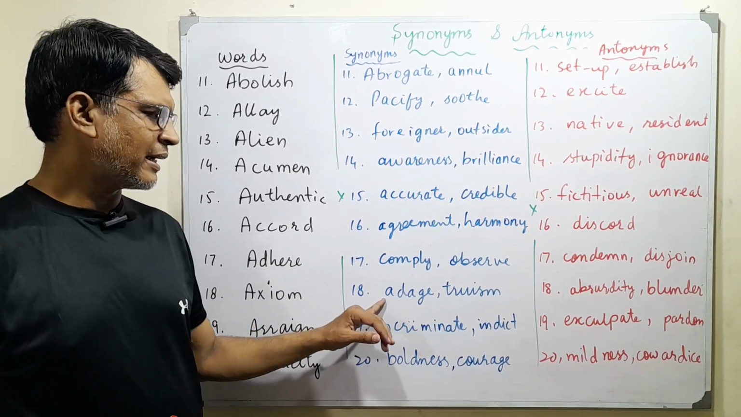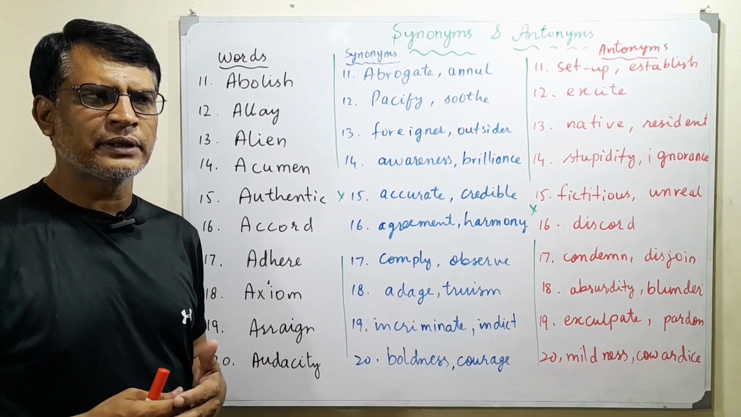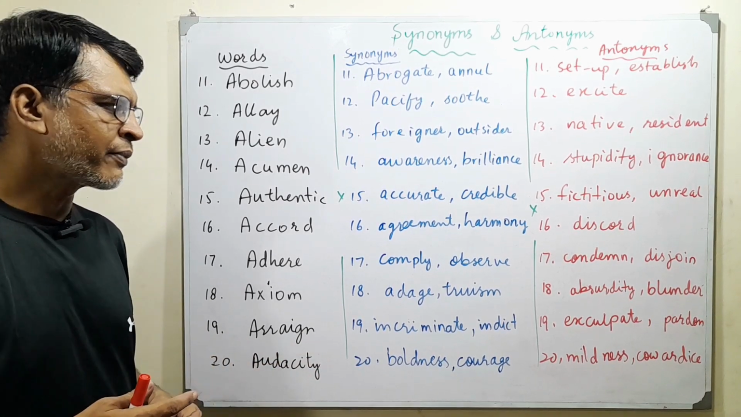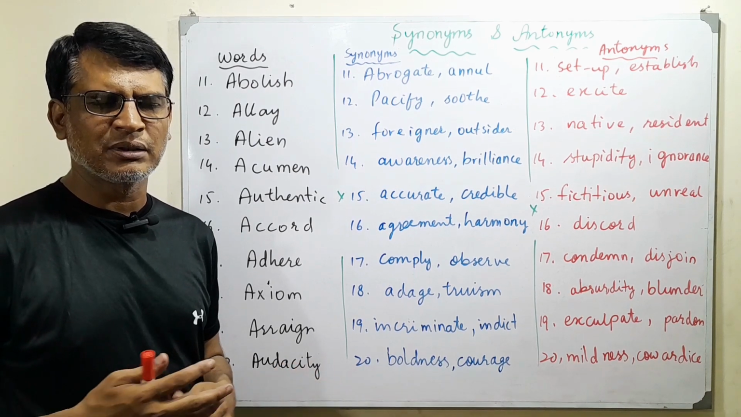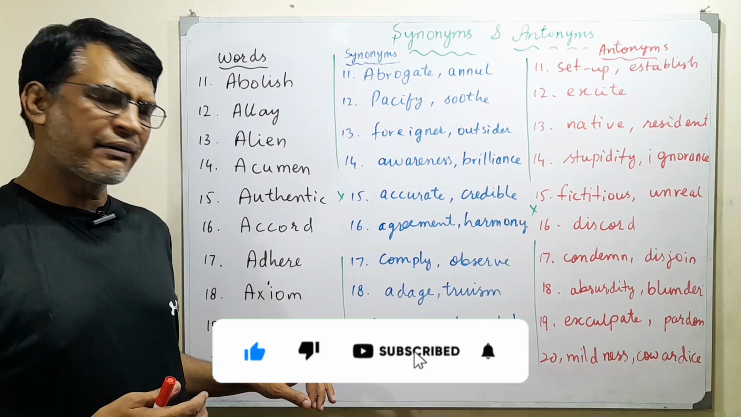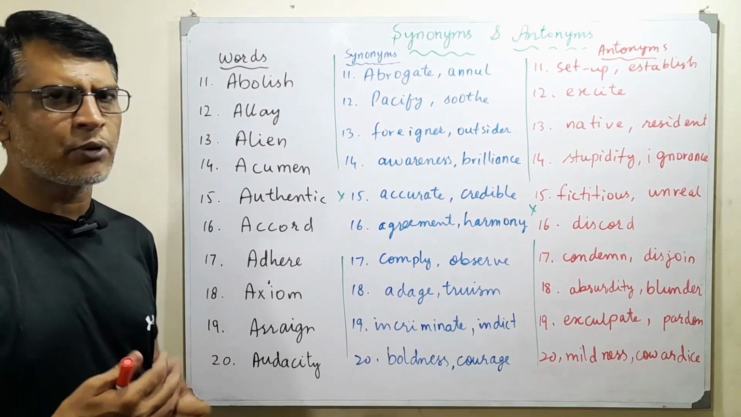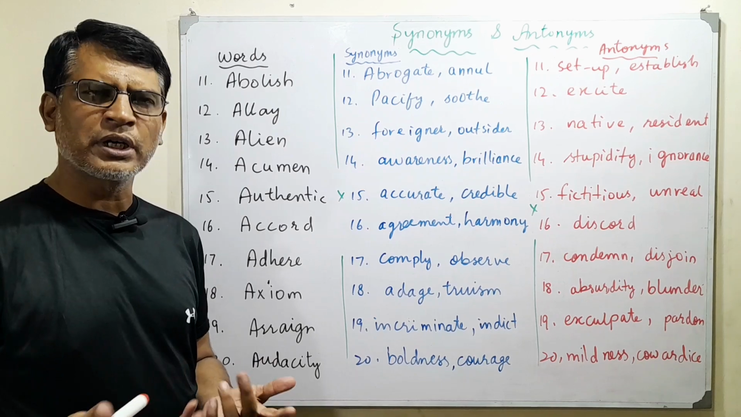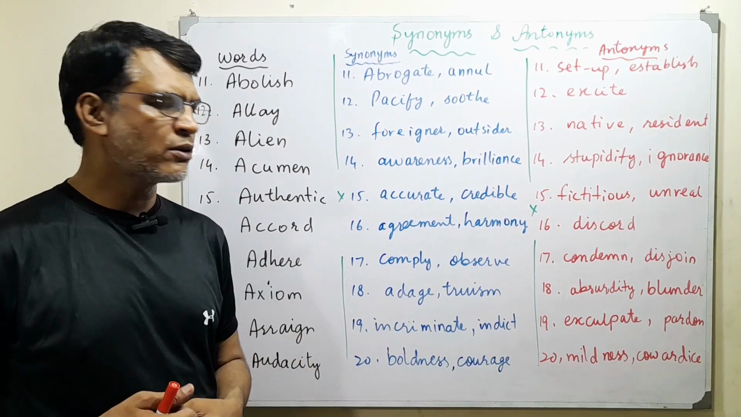Axiom is adage or truism, something that is true, like a saying or quote, we can say. And the opposite is absurdity or blunder, something which is not right, which is not good, which is absurd, unclear. Arraign is like incriminate or indict or prosecute or put on trial, for example. And the antonym is explicate or pardon.